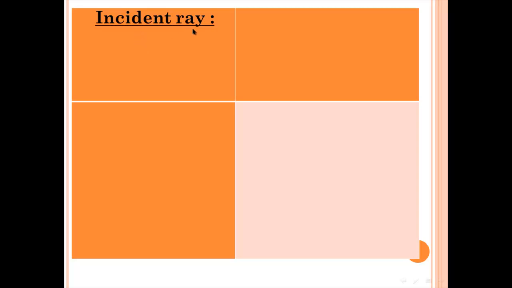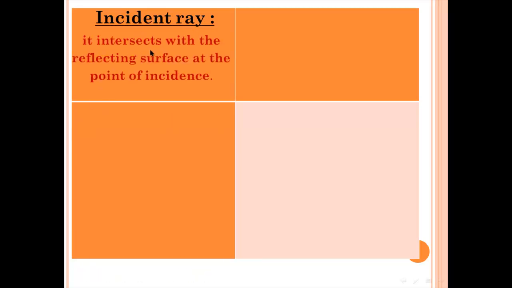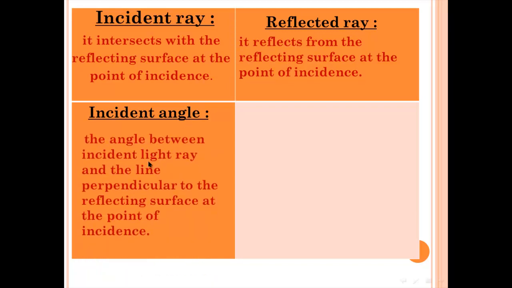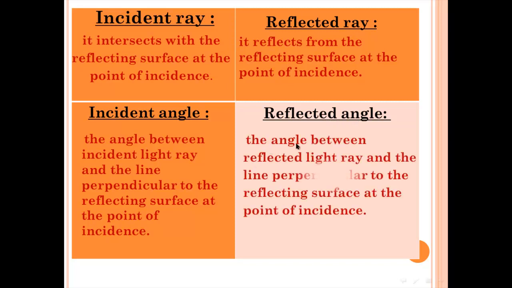Number 1, incident ray: it intersects with the reflecting surface at a point of incidence. Reflected ray: it reflects from the reflecting surface at the point of incidence. Incident angle or angle of incidence: the angle between the incident light ray and the line perpendicular to the reflecting surface at the point of incidence. Angle of reflection or reflected angle: the angle between the reflected light ray and the line perpendicular to the reflecting surface at the point of incidence.